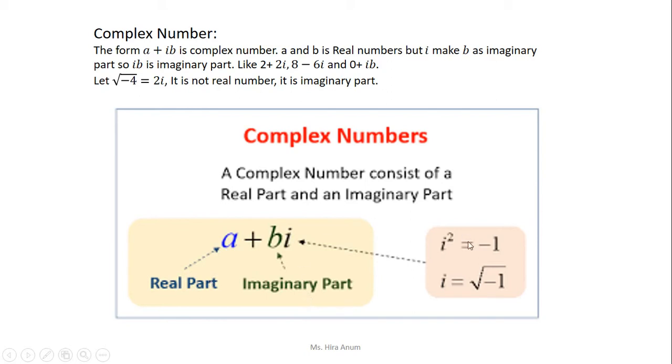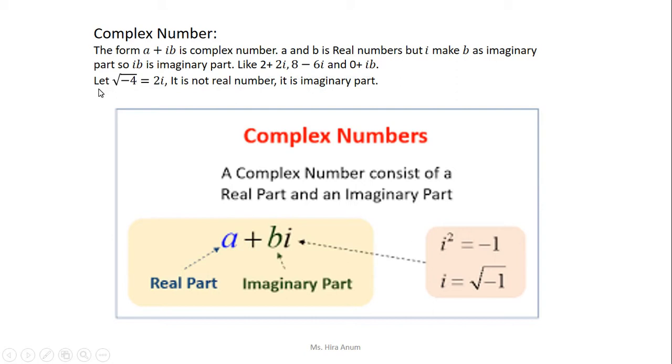Iota has a value: iota square equals -1. When we take the radical on both sides, iota equals radical -1. Values like 2 plus 2 iota, 8 minus 6 iota, and 0 plus iota b. Here 2, 8, 0 are the real parts, but 2 iota, minus 6 iota, and iota b are the imaginary parts.